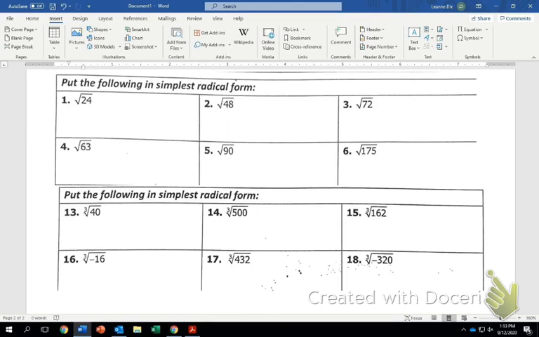But basically, all we're going to do is get the factors of all of our radicands. So in the first little sections, 1 through 6, I'm only going to do the first 3. I'm going to take my radicand, 24, and find the factors of that. Now remember, when you're doing this, you only want prime numbers. So numbers like 2, 3, 5, 7, 11.